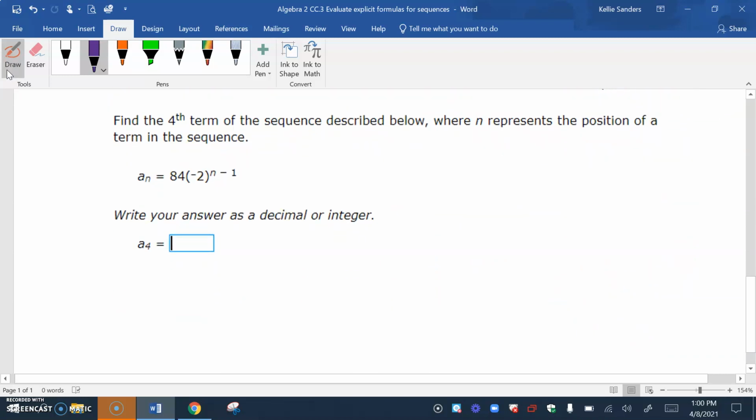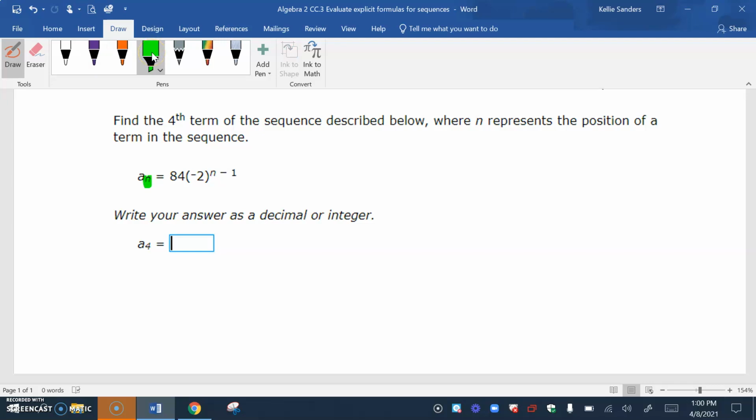We find the fourth term of the sequence described below, where n represents the position of a term in the sequence. So see this says n, and this is 4. So the 4 is replacing the n, so the 4 is going to replace that n. So basically it's just telling you what number to plug into the n.